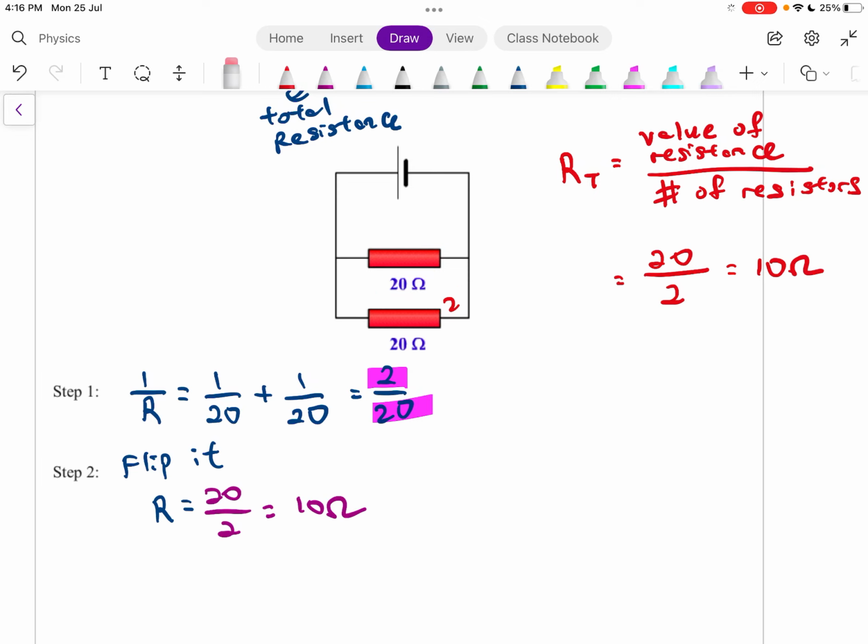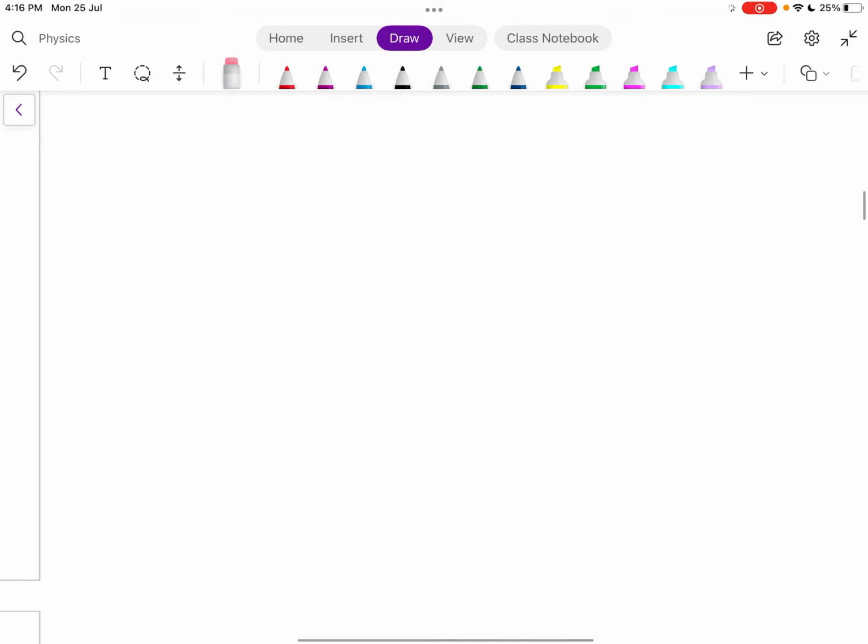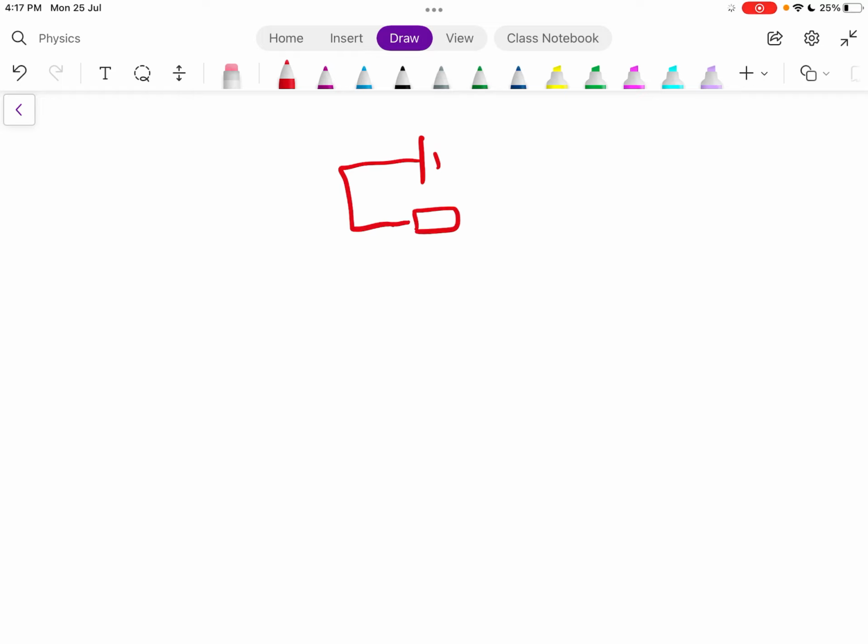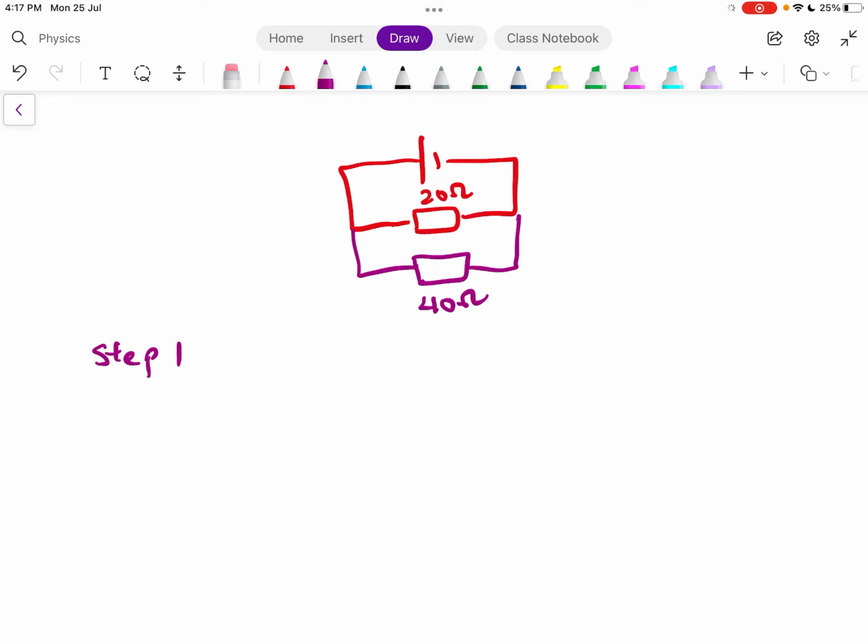So if let's just say I have different resistances, same idea. In the event that I have two resistors, but these two resistors have different values. For example, this is 20 ohms and the other resistor is 40 ohms. This will give me a total resistance of, step 1, you must use 1 over R_total, which is equal to 1 over 20 plus 1 over 40. So it's equal to 3 over 40.